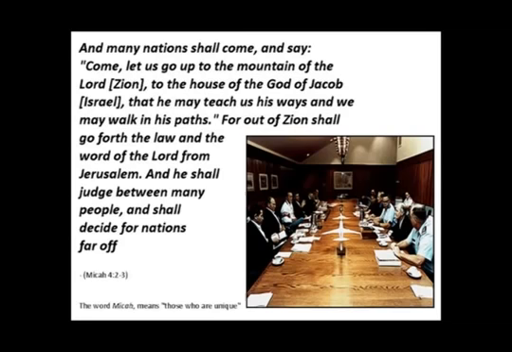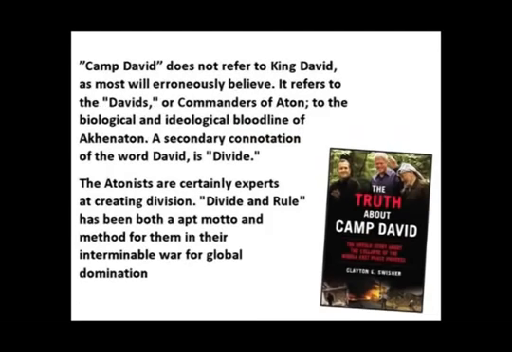In fact, the book of Micah, the word Micah, means those who are unique. Well, the Atnas were certainly that. Now, Camp David does not refer to King David, as most will erroneously believe. It refers to the Davids, or commanders of Aton, to the biological and ideological bloodline of Akhenaten.